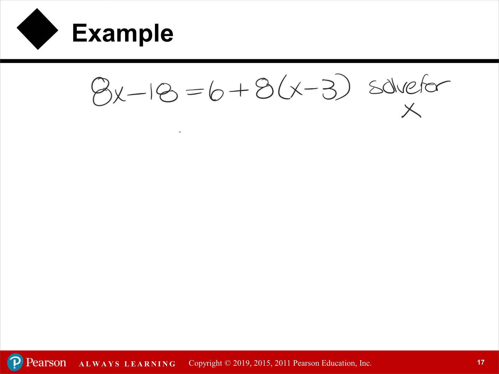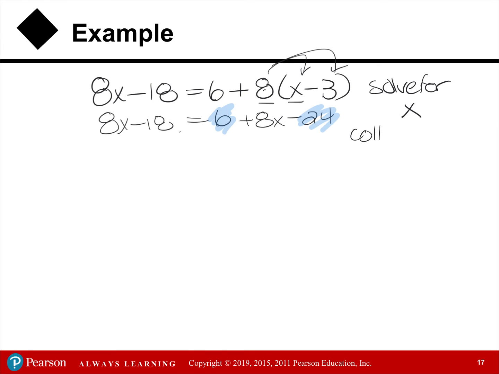Okay, now what we're going to do is BEDMAS. So we're going to go 8x minus 18. We didn't do anything to that side, but I see this guy, we have to do this. So I'm going to rewrite 6. 8 times x gives me plus 8x. 8 times negative 3 gives me minus 24. Then I see I have two numbers here, so I'm going to collect like terms. So 8x minus 18. Now 6 minus 24 gives me negative 18 plus 8x.